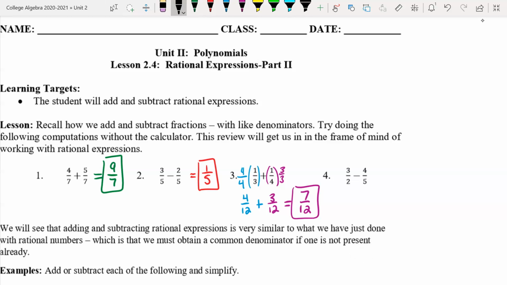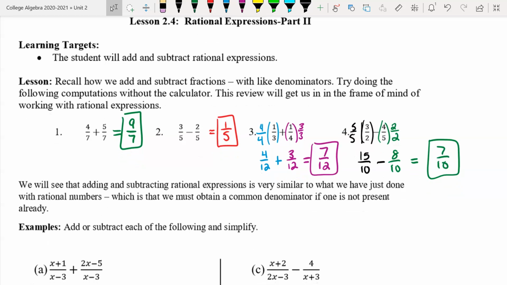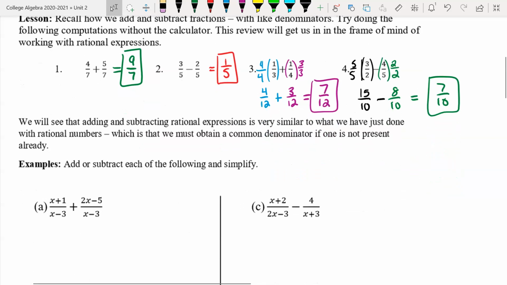Same with the last one, they don't have the same denominator, so I multiply the first fraction, 3 halves, by 5/5, because the smallest number the 2 and the 5 have in common is 10, so 5 times 2 gives me 10. The same way with the other fraction, 4/5, I'm going to multiply it by 2/2. So you get 15/10 minus 8/10, which should be 7/10. That'll get us in the right state of mind to add or subtract rational expressions.